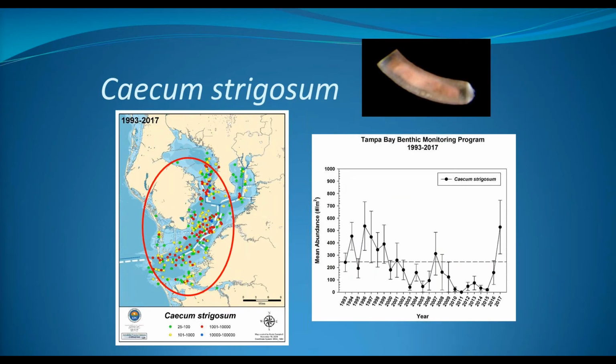Next slide. And then finally, the gastropod Caecum strigosum is one of the more abundant gastropods that we find, particularly in middle and lower Tampa Bay, where it prefers the more coarse sediments as well. If you look at the long-term population trends, we saw a declining population trend with this species down to about 2010, where it was almost completely absent from the samples. And in the last couple of years, it's really rebounded.